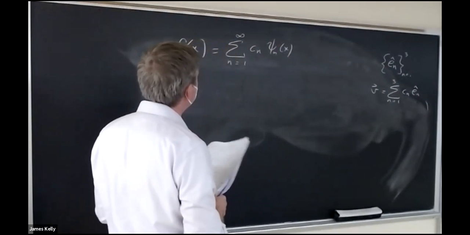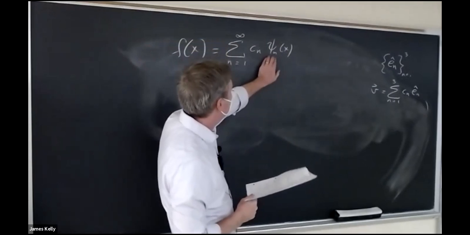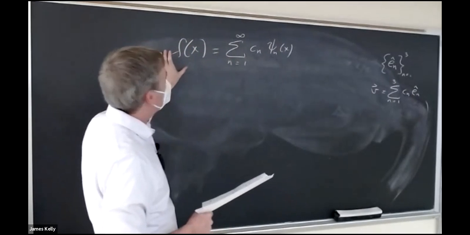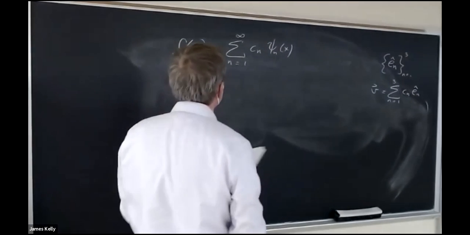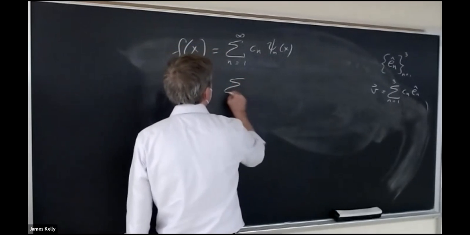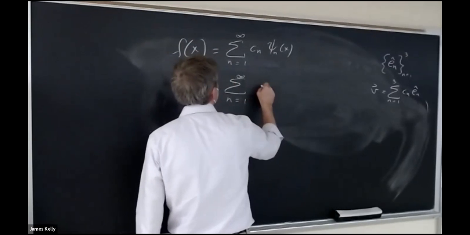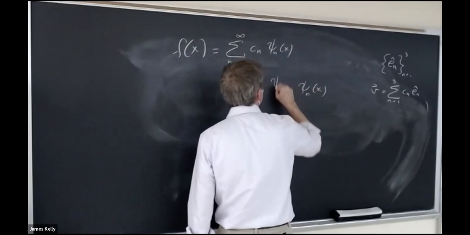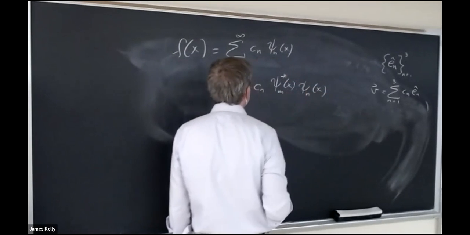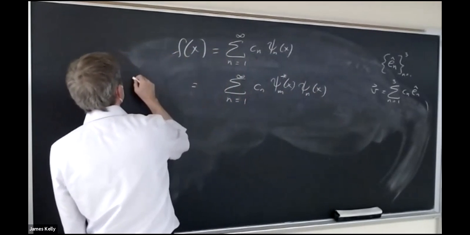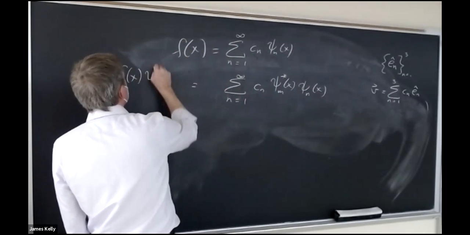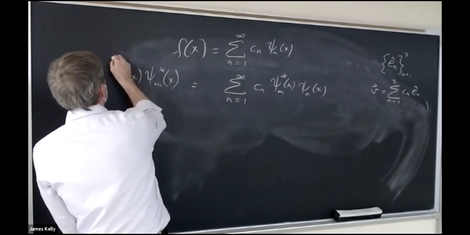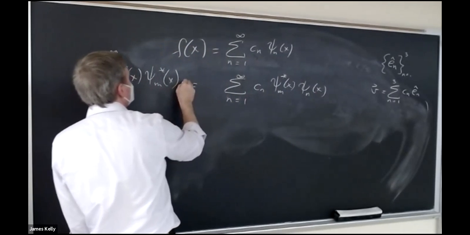And that is using the orthogonality of the psi n's and the psi m's. So what we're going to do is start with this equation and do something to both sides. The first thing I'm going to do on both sides is multiply by psi m star, which is a function of x. So on the left, f of x psi m star of x. And then I'm going to integrate both sides from minus infinity to infinity with respect to x.